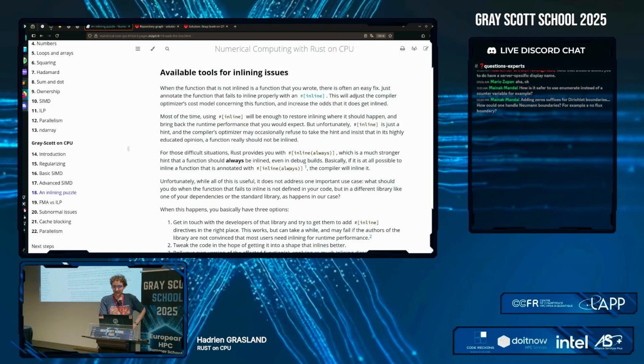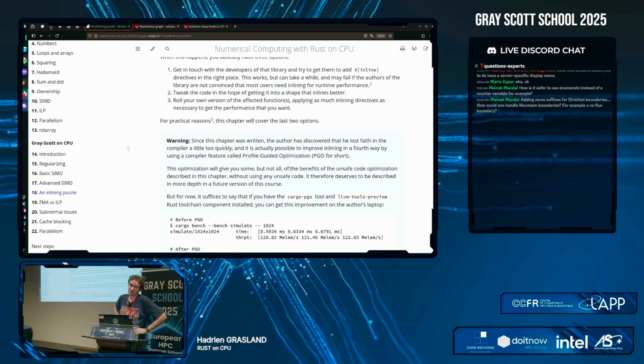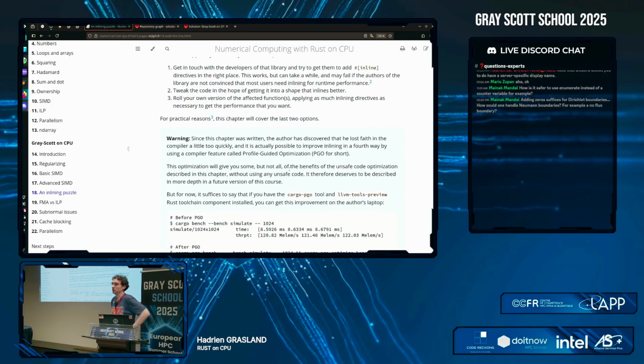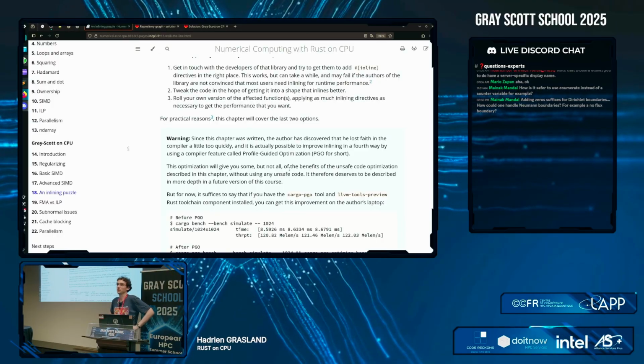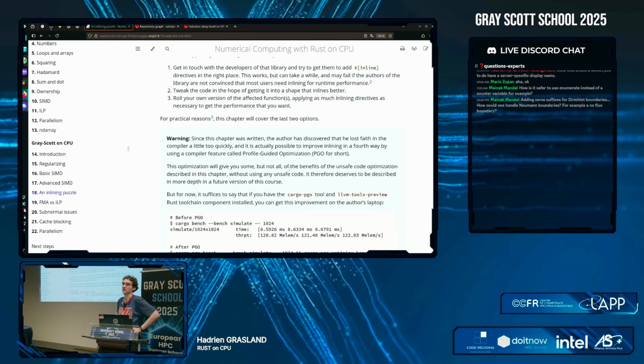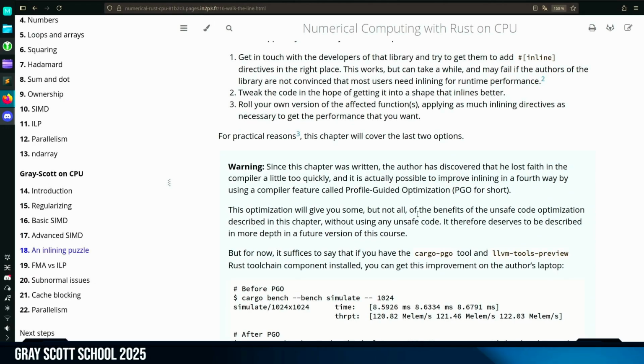So what do we do then? We have three options. We can get in touch with the ND-array developers, get angry at them, say this function is critical to the performance of my application, it should really be inlined. And then they will be telling you, but I have this other application that doesn't need the inlining, and if we put the inline directive, it will either result in code bloat or bad performance, because too much inlining is bad as well.